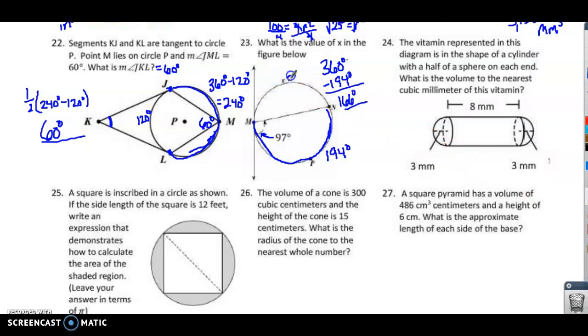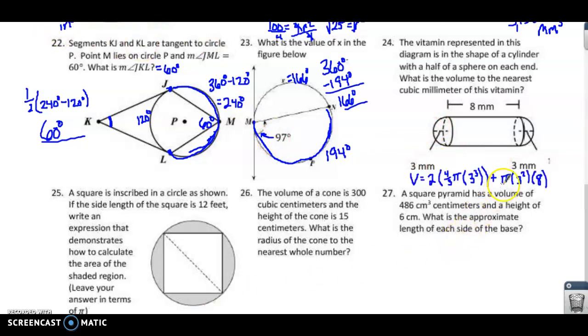So x is 166 degrees. All right, perfect. So 24, we got a vitamin in the shape of a cylinder with 2 hemispheres on each end. What's the volume to the nearest cubic millimeter of this vitamin? I'm going to pause the video real quick, get a little jump start on here.